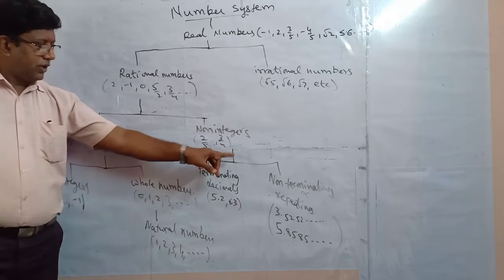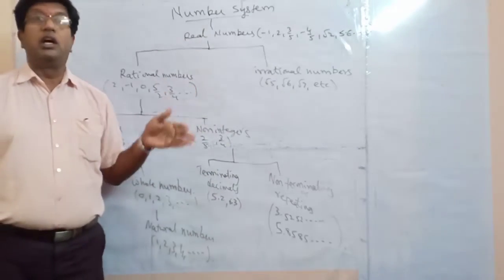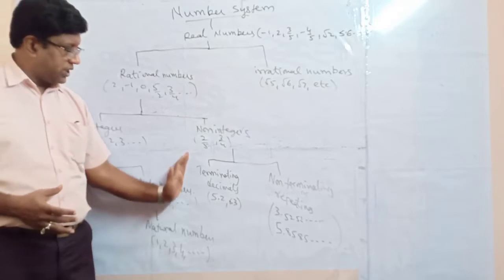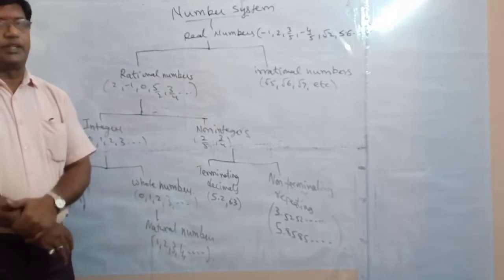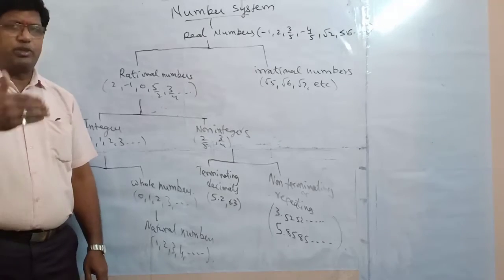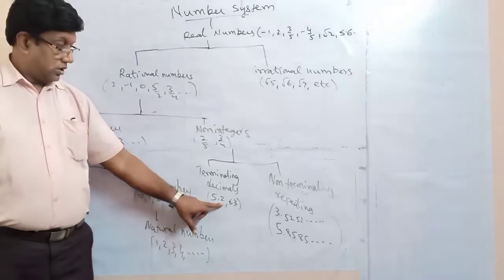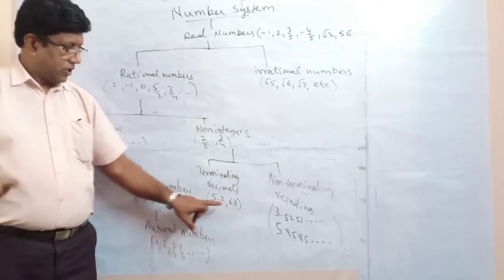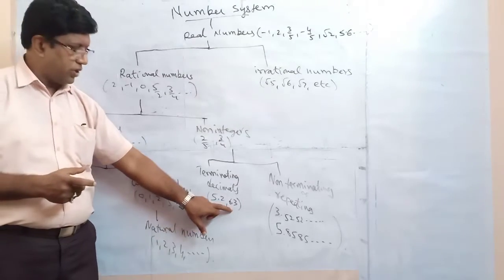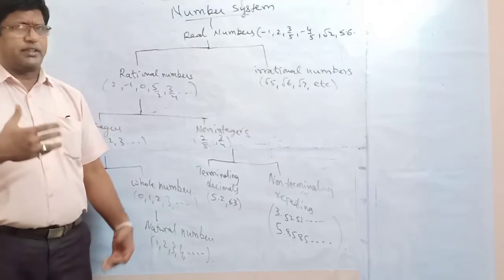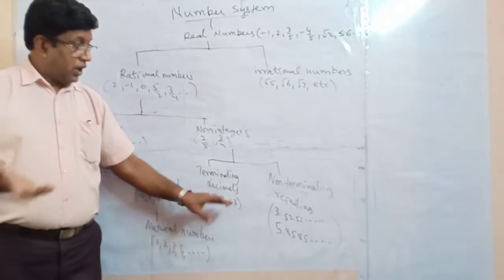In non-integers we have terminating and non-terminating decimals, which we are going to learn more about in detail in grade 9. What is a terminating decimal? Terminating in the sense it's stopping, like 5.2, 6.3. The number has stopped there, so 5.2 or 6.3 or 8.5, etc. come under this category of terminating decimal.